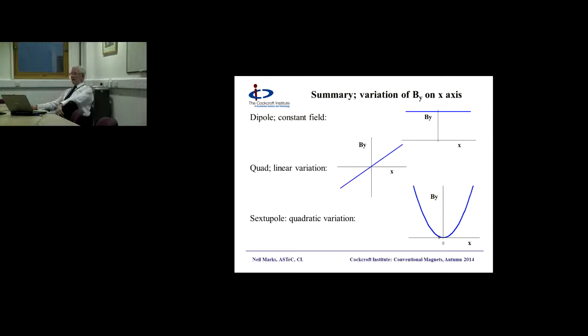So, a summary of where we've got. The dipole is a constant field described by the equations when n equals 1. The quadrupole, a linear variation of By as a function of x, for n equals 2. And the sextupole with n equals 3, the variation of By in the horizontal plane, the variation with x, is a hyperbola. Sorry, it's a parabola.